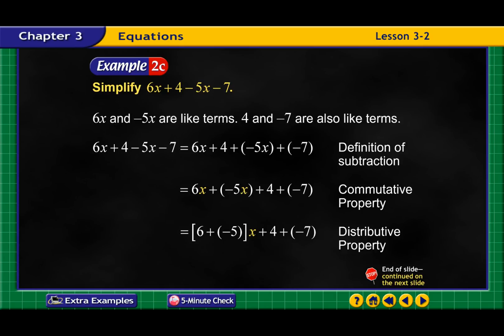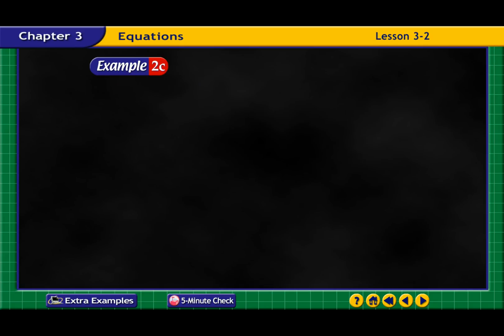So yeah, they kind of skipped a step there. So 6 minus 5, it'll be 1x. So I will just leave that as x. 4 minus 7 is going to be a negative 3. So that's why they go over here, x minus 3, and that would be my answer.